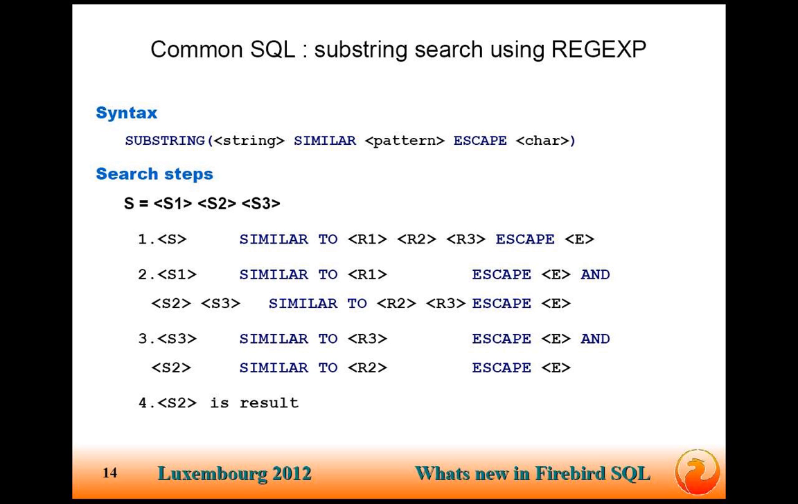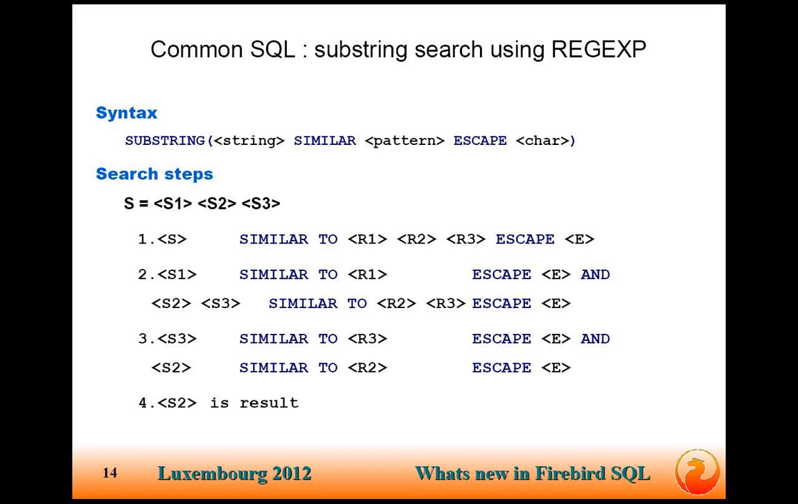At the third stage, the engine in the same way looks for the suffix of the string which is similar to the suffix of the pattern, and the rest of the string, the middle part, should be similar to the middle of the pattern, the matching part. If such a string can be found, then the middle of the string is the result of our search.